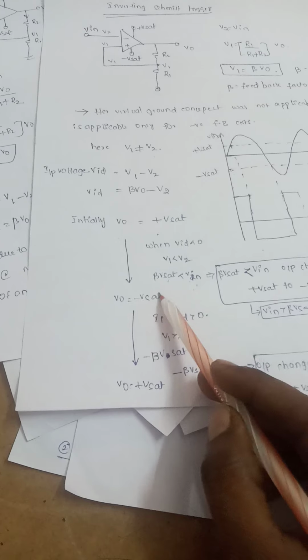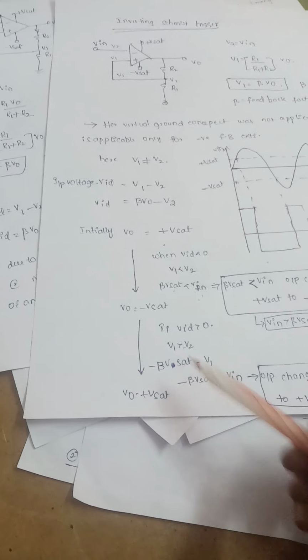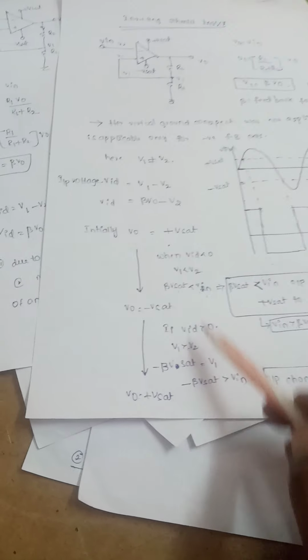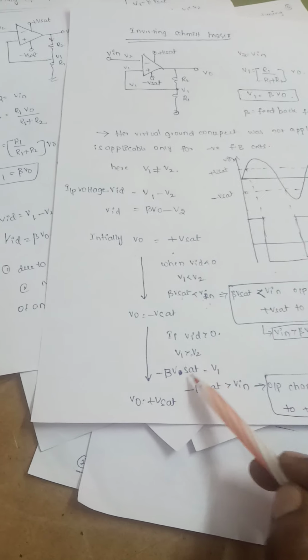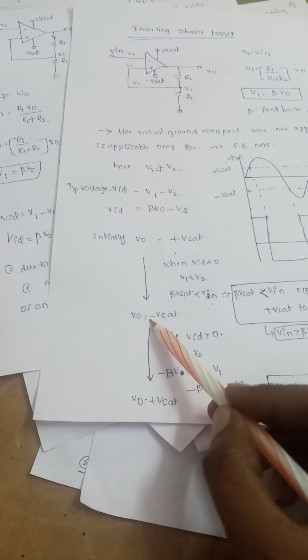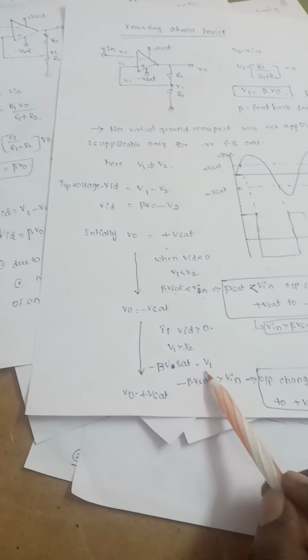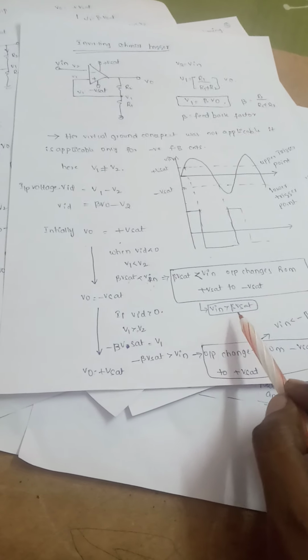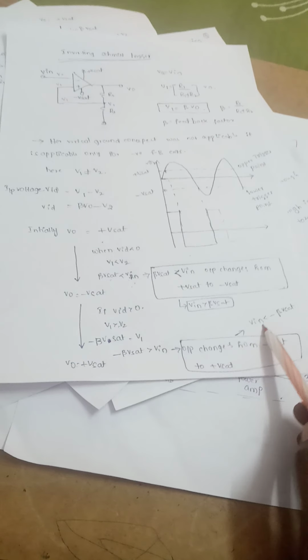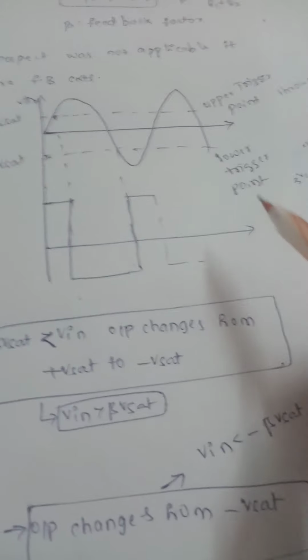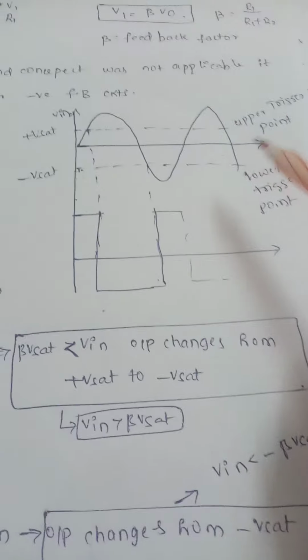Here if you change minus Vsat to plus Vsat, then what happens? V difference is greater than 0, V1 is greater than V2, and V1 is what here? V0 into beta. So V0 is what here? Minus Vsat, so V1 equals minus beta into Vsat. So here if Vin is greater than beta into Vsat, the output will change from plus Vsat to minus Vsat. If Vin is less than minus beta into Vsat, at that case output will change from minus Vsat to plus Vsat.